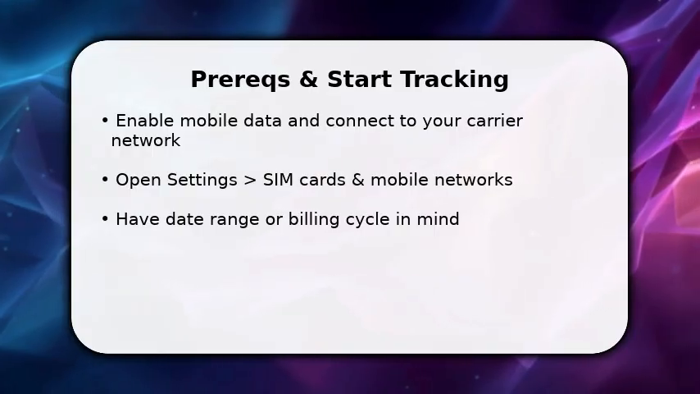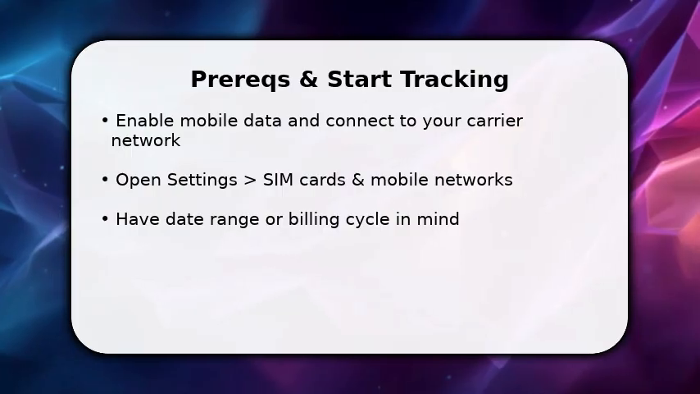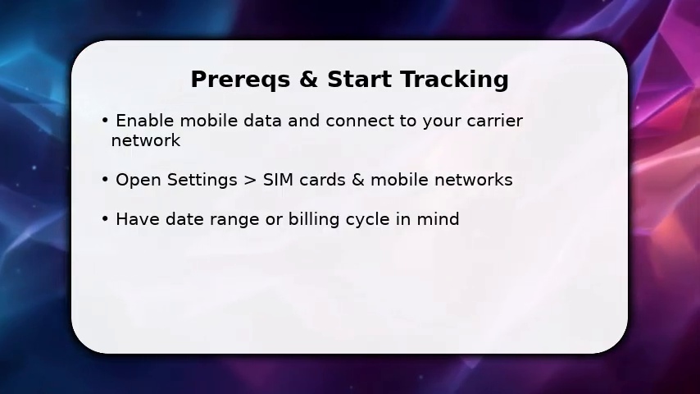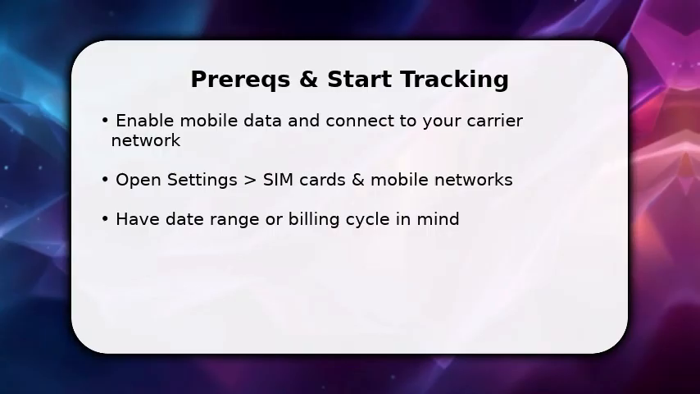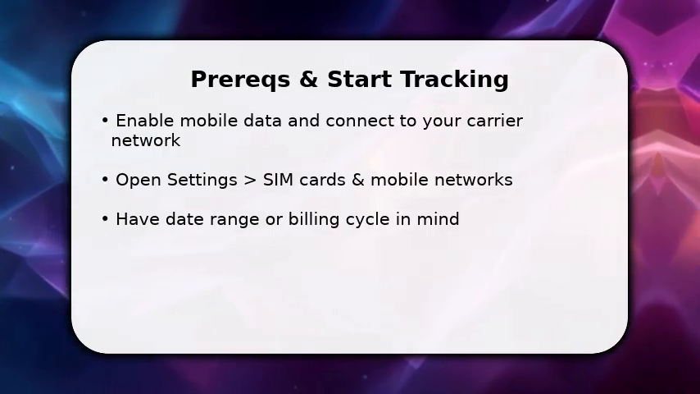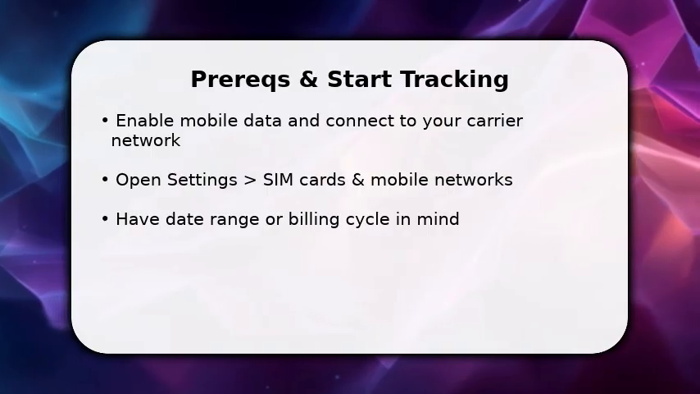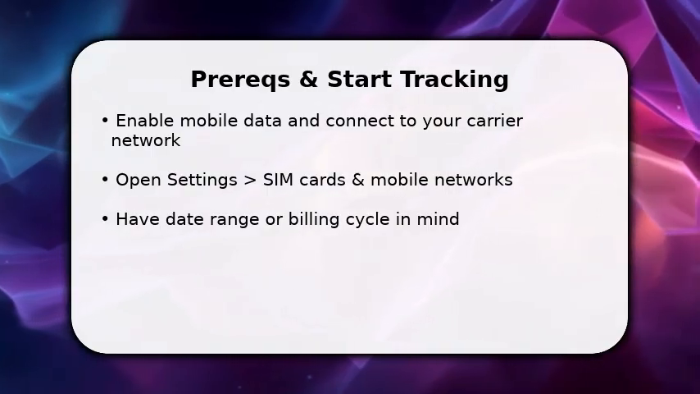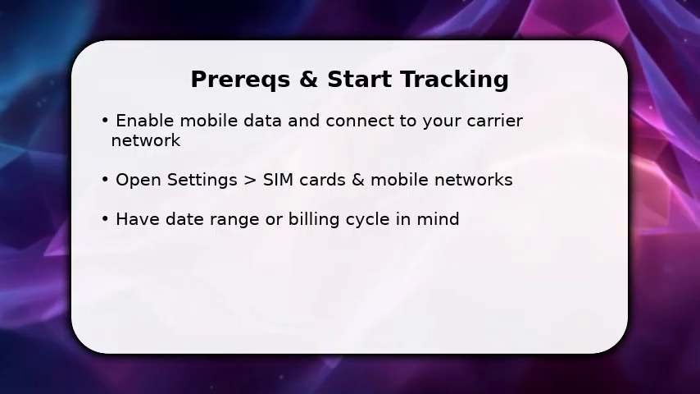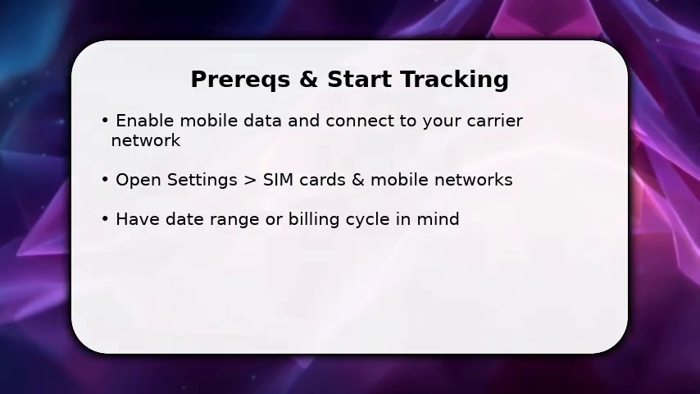You begin by confirming basics, mobile data turned on and the correct SIM active. Open Settings, then tap SIM cards and mobile networks to access usage controls. Look for data usage or mobile data usage immediately. This is where Xiaomi collects per app and total consumption.